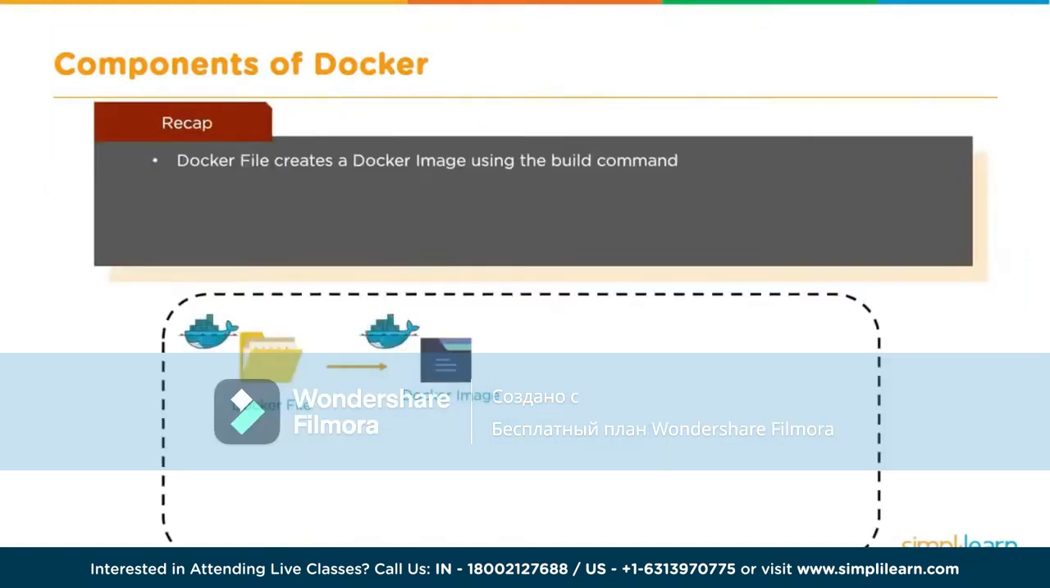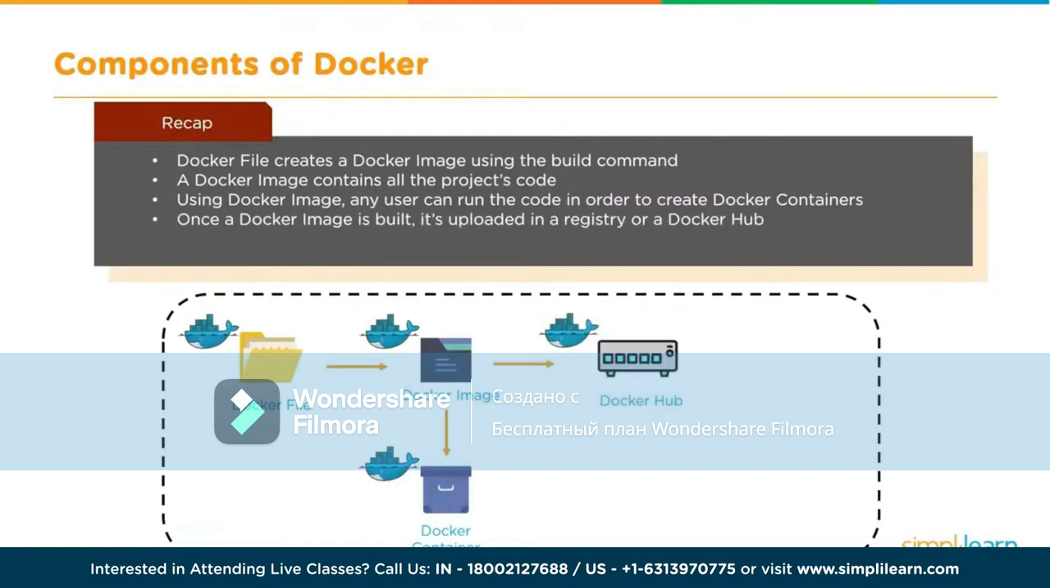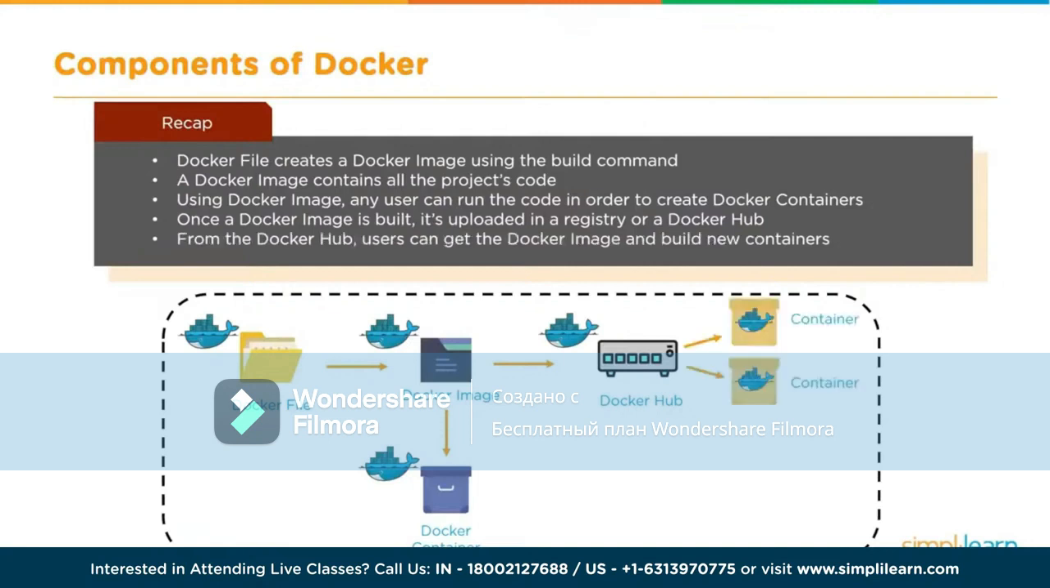So if we recap, the Docker file creates a Docker image using the build commands. A Docker image then contains all of the information necessary for you to be able to execute the project. Using the Docker image, any user can run the code in order to create a Docker container. And once a Docker image is built, it's uploaded to a registry or to Docker Hub, where it can be shared across your entire team. And from Docker Hub, users can get access to the Docker image and build their own new containers.